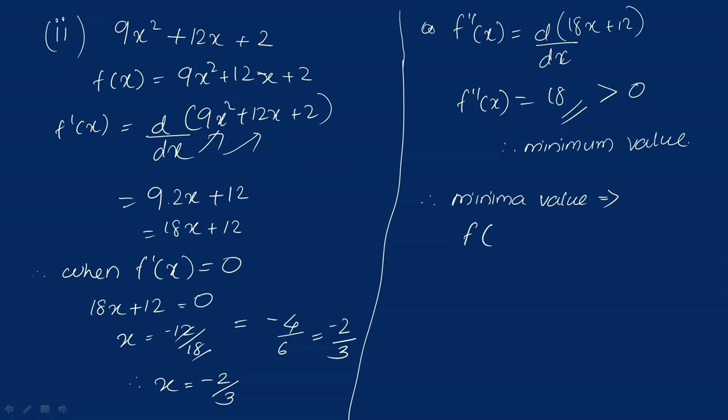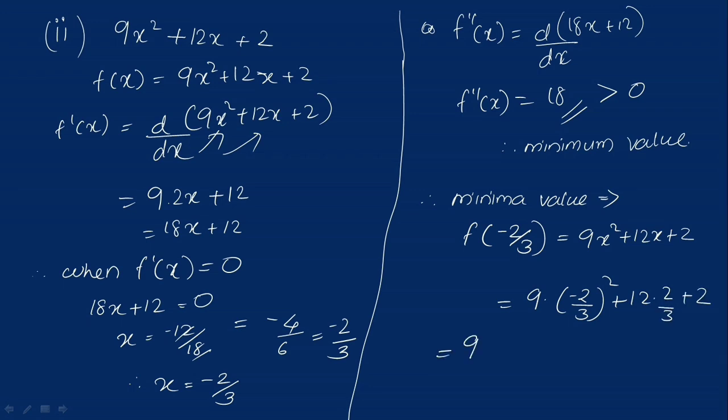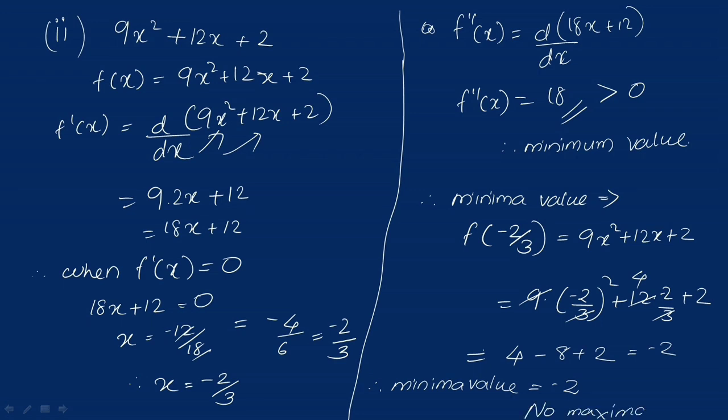So what is the minimum value? In f of x, if we apply x equal to minus 2 by 3, that is f of minus 2 by 3, we have 9x square plus 12x plus 2. Instead of x, we apply minus 2 by 3, that is 9 into (minus 2 by 3) whole square plus 12 into (minus 2 by 3) plus 2. When it is solved, we get minus 2. So the minima value is minus 2 and there is no maxima. Next question, that is the third one.